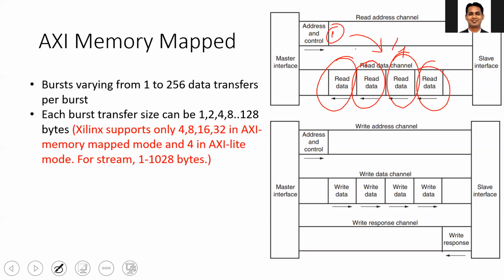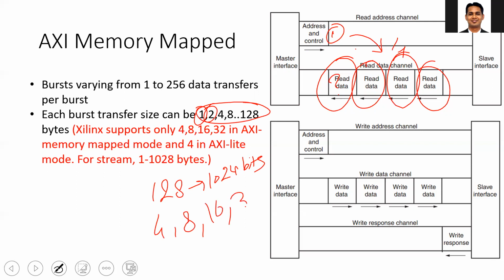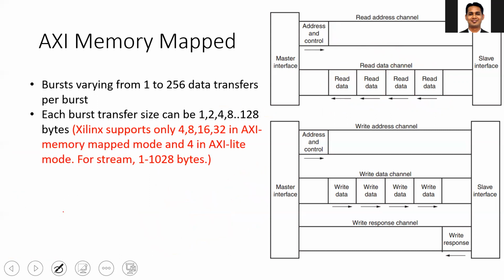Now, what is the size of each data? In the AXI protocol, the size can be 1 byte, 2 bytes, and it can go up to 128 bytes, that is 1024 bits. But in the Xilinx FPGA, they don't support all these possible sizes. They support only 4, 8, 16, and 32 bytes. These are the only transfer sizes supported in the Xilinx FPGA. About AXI Lite and AXI Stream, we will discuss them later. We will focus on AXI memory map.